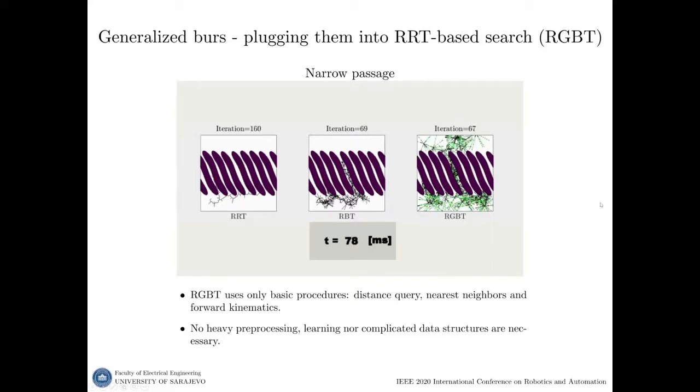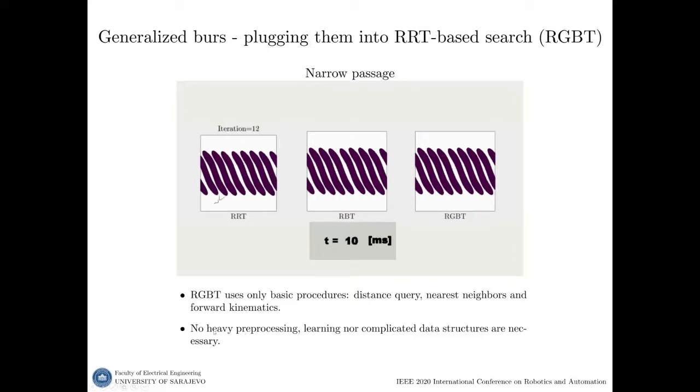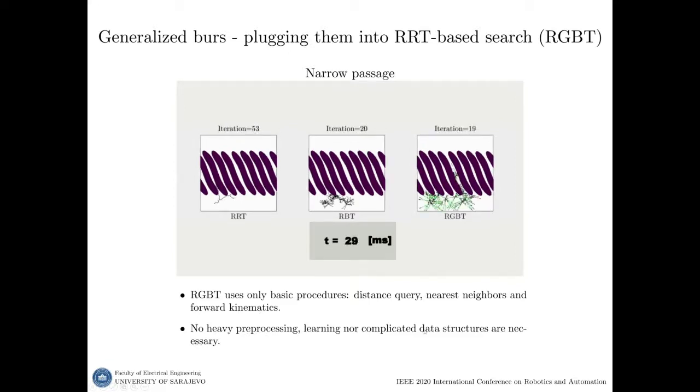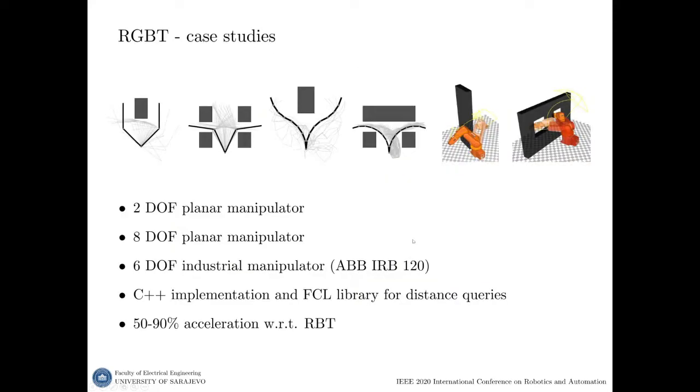It is worth pointing out that the RGBT algorithm is very simple in structure and requires only basic procedures: distance query, nearest neighbors, and forward kinematics. No heavy preprocessing, learning, nor complicated data structures are necessary. We conducted several case studies involving different types of manipulators and different types of environments. The performance gain with respect to RBT was ranging from 50 to 90%. The performance was exclusively related to averaged runtimes. The algorithms are implemented in C++ using the FCL library for collision checking and distance queries.